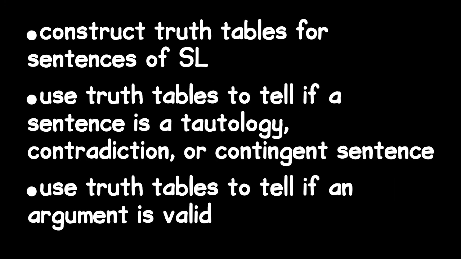So we've now developed a number of skills. We've developed the ability to construct truth tables for sentences of SL. We've seen how you can use truth tables to tell if a sentence is a tautology, a contradiction, or a contingent sentence. And we've seen how to use truth tables to tell if an argument is valid. You can also use truth tables to determine other properties. For example, to show that two sentences are logically equivalent, you show that they have the same truth value on every row of a complete truth table.